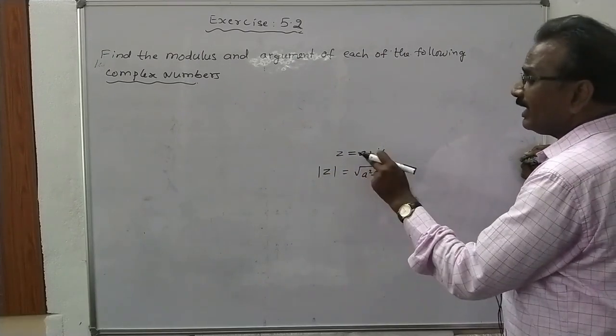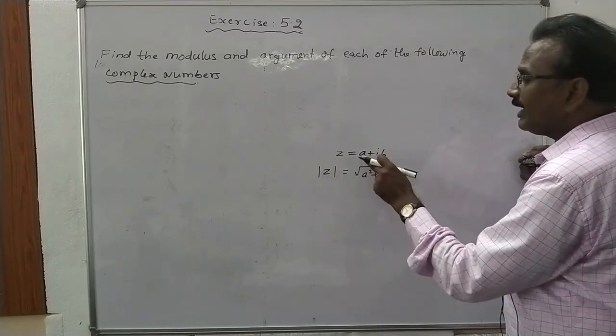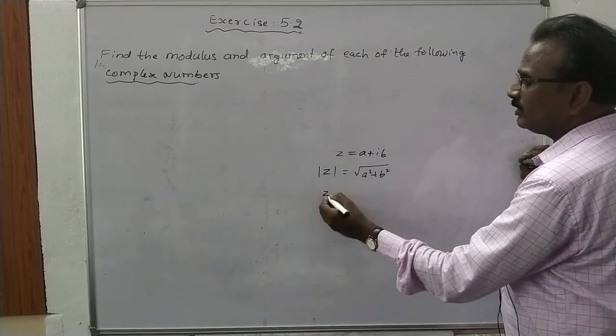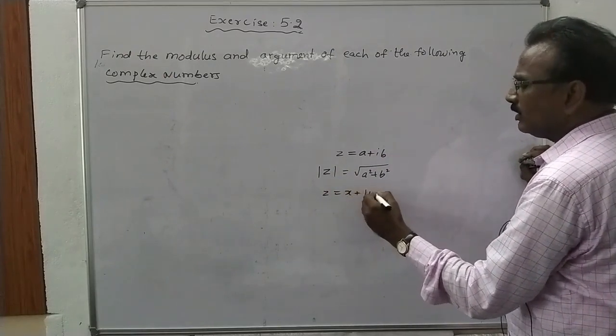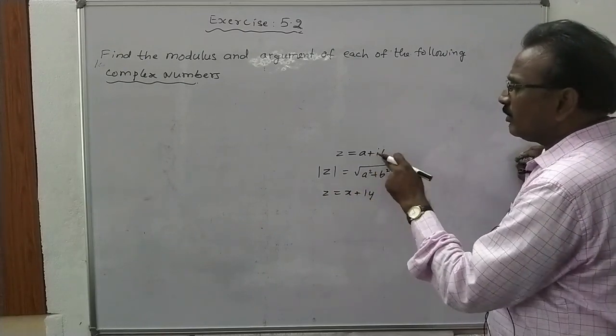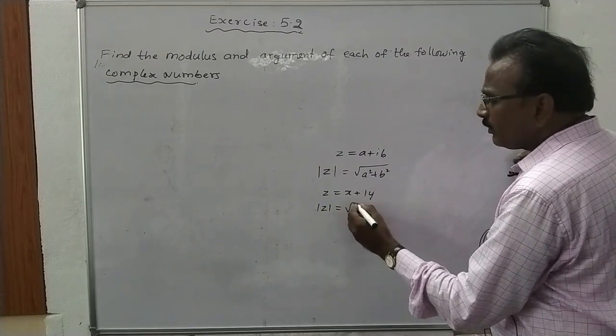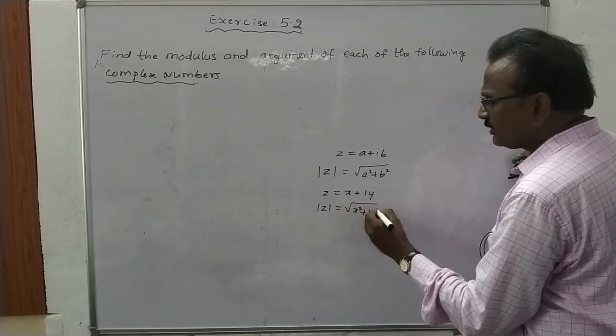Or if z is equal to x plus iy is the given complex number, the modulus of z is equal to root x square plus y square. Z is equal to x plus iy or a plus ib, both are the same. Here x and y are real numbers, a and b are real numbers. What is the modulus of z? The modulus of z is equal to the square root of x square plus y square.